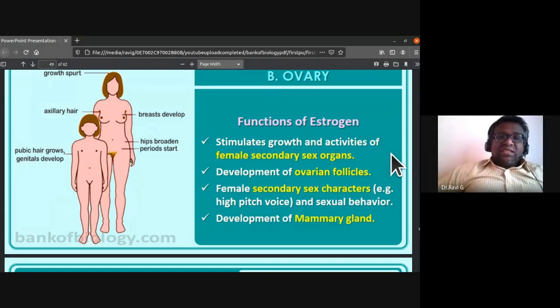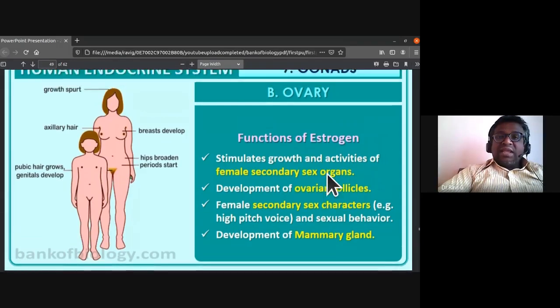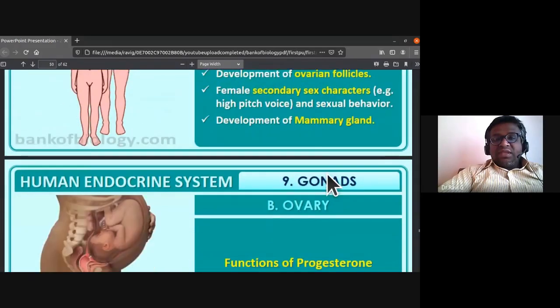The secondary sexual characteristics, that is the appearance of axillary hair, pubic hair, high pitch voice, and the sexual behavior are because of this estrogen hormone. Then there is also development of mammary glands. The hips broaden. All this we are going to study in detail in the next academic year. I've told you about.